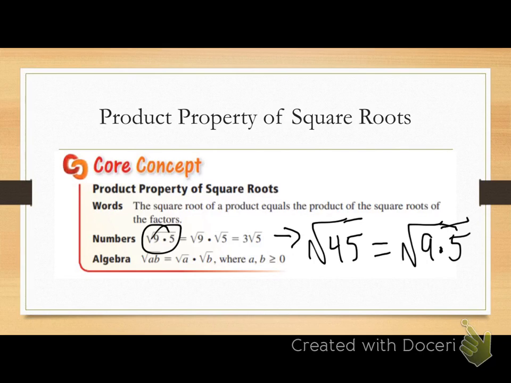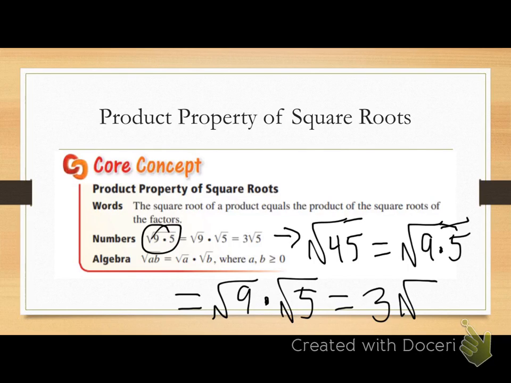If I have a product underneath a radical, I can split it into their own radicals: the square root of 9 times the square root of 5. That's our product property of square roots. Now I know what the square root of 9 is. Remember, 3 squared gives me 9, so if I take the square root of 9, I get 3 back. 5 is not a perfect square. I cannot take the square root of it. There are no perfect squares that go into 5. So 3 square root of 5 is the simplified version of the square root of 45.